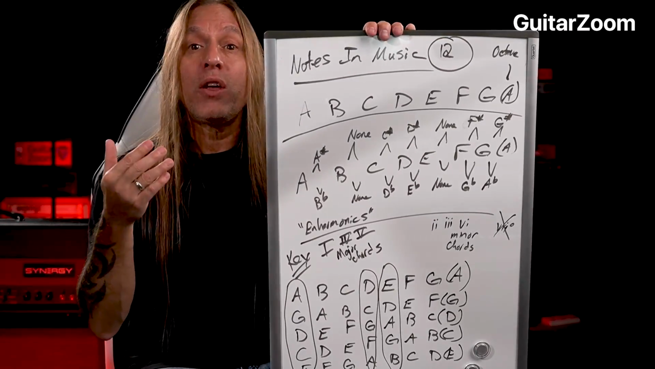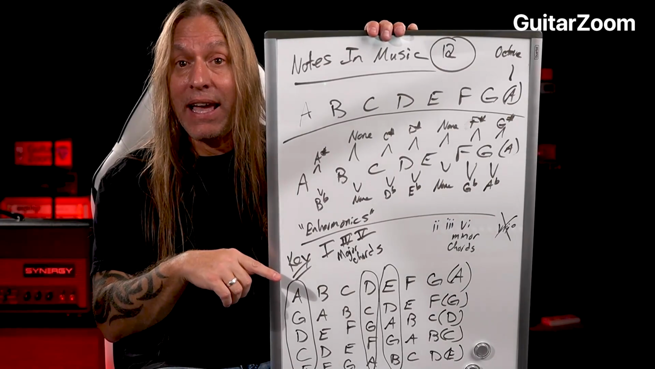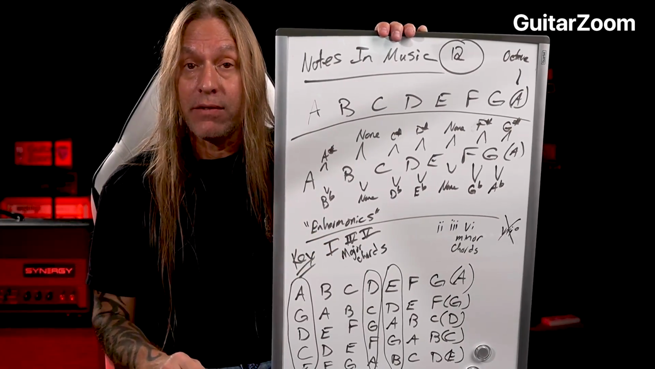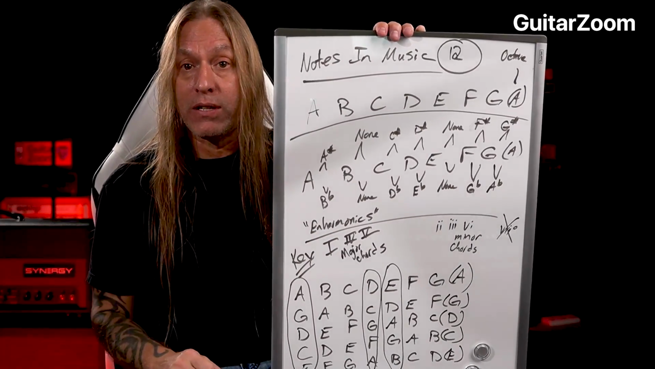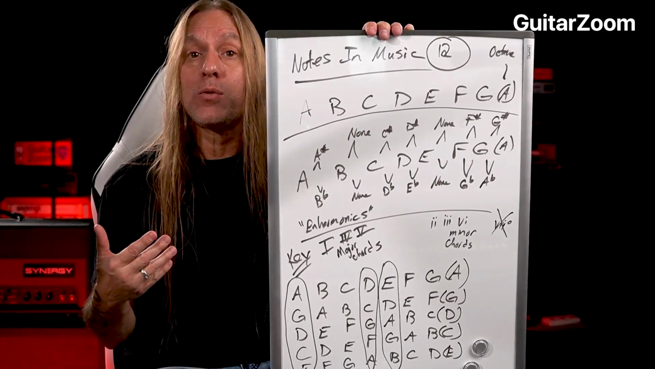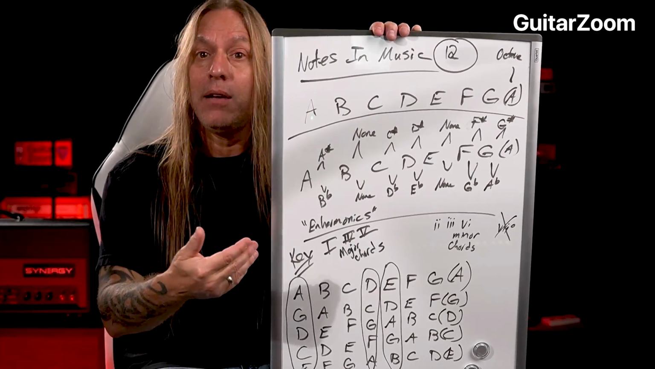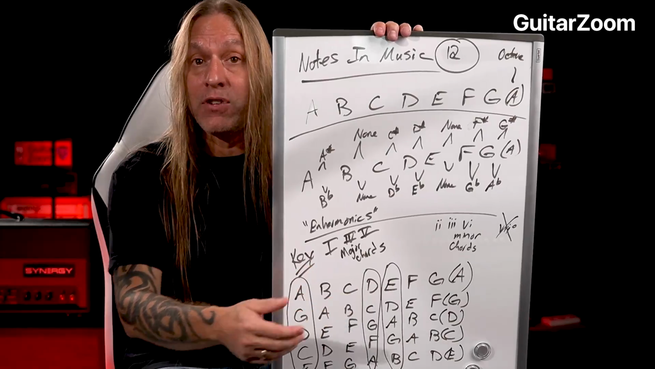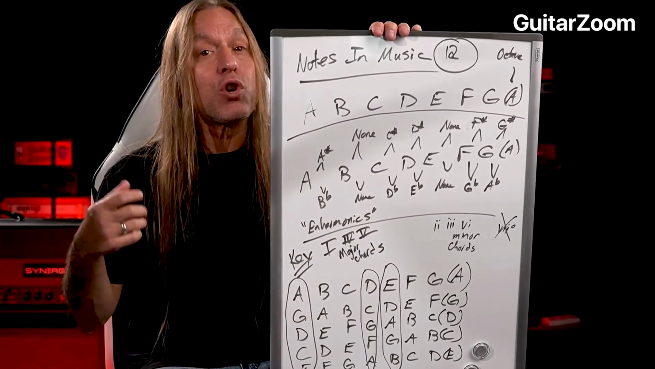The reason we call it 1-4-5, we can see that the A is the first and the D is the fourth and the E is the fifth. But let's look at the key of G, for instance. So the key of G, our notes would be G, A, B, C, D, E, F, and G. And again, maybe there's some sharps or flats in there.